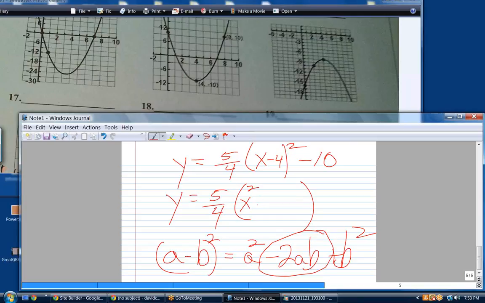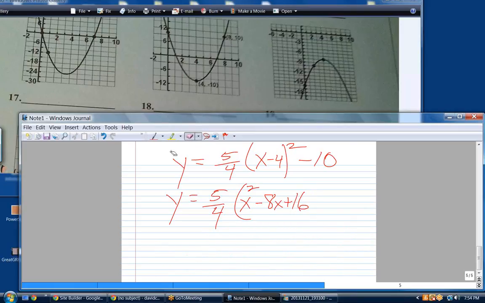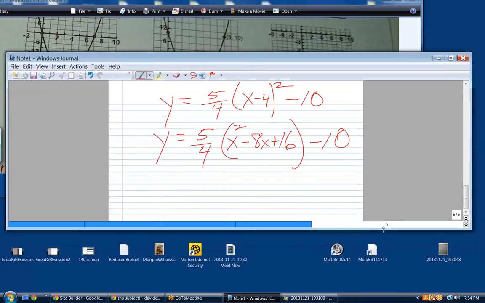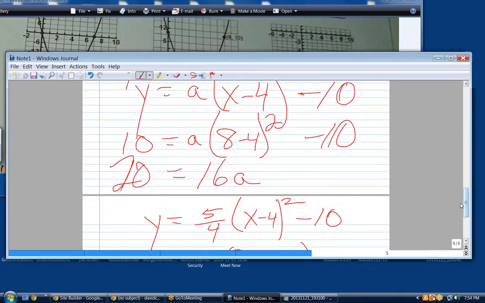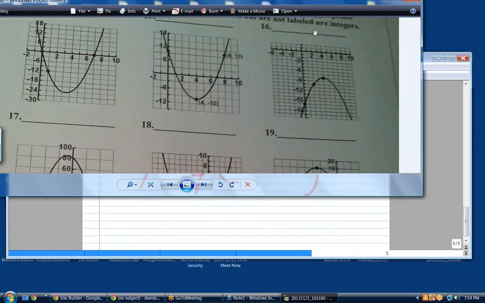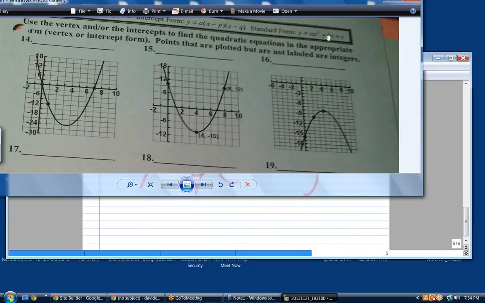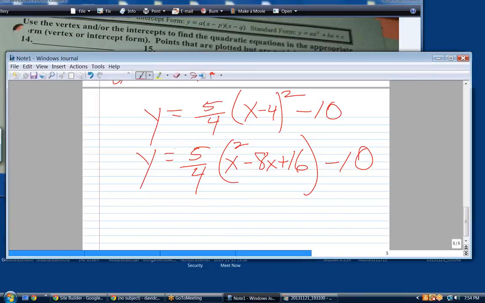That would turn into negative 8x plus 16. Okay. And then I still have my minus 10. So what's the next step? Move the 10 over, or distribute. Just distribute, because notice that standard form, if you look at the top here, is y equals ax squared plus bx plus c. So I want to leave y all by itself. Now distribute.